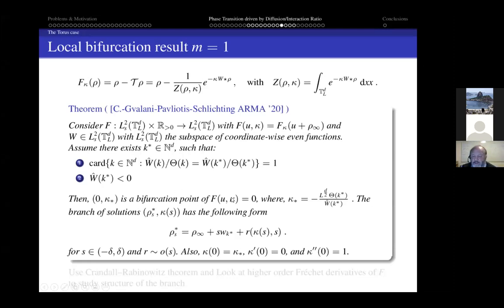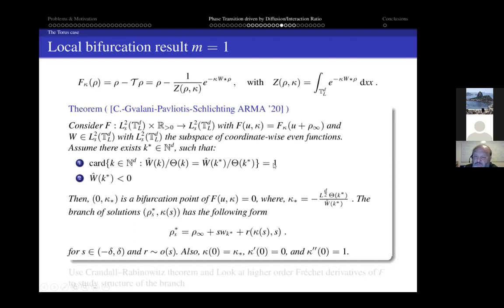So we can find that this is a bifurcation point of this functional whenever we have a kappa star that is given in terms of any negative Fourier mode, and these two conditions are satisfied. In short, any negative Fourier mode in W leads to a bifurcation branch as soon as it satisfies this non-resonance condition. This condition can be understood as a resonance condition because it's the number of Fourier modes such that the value W hat K star divided by its normalization coincides with this.